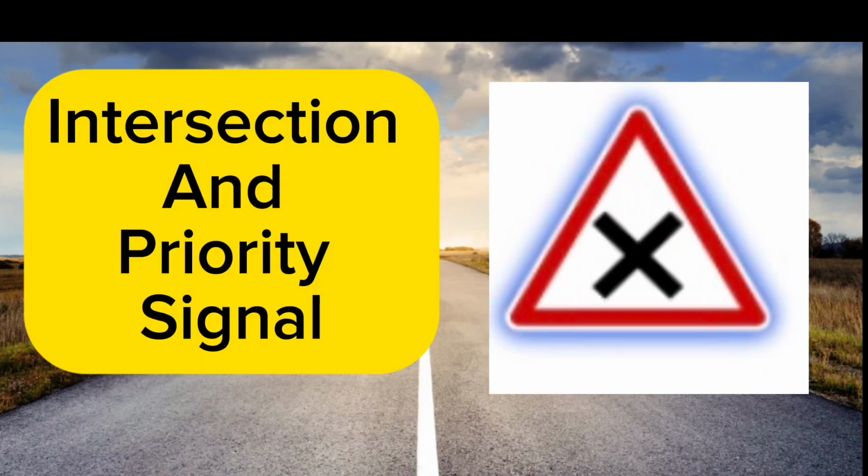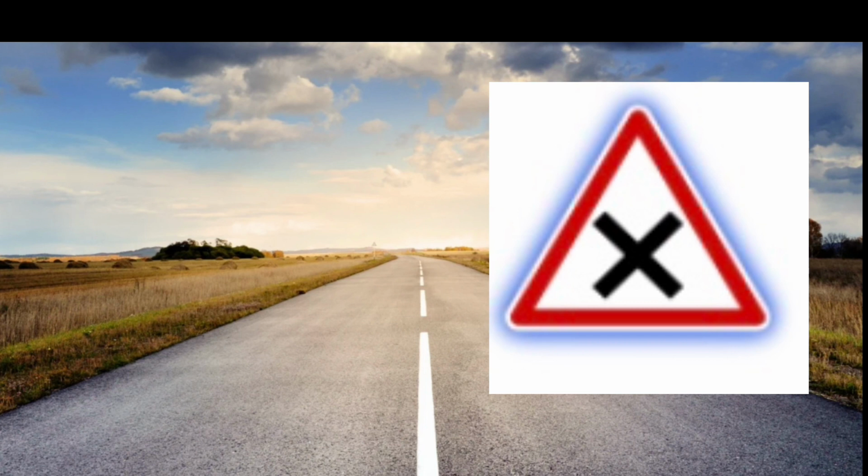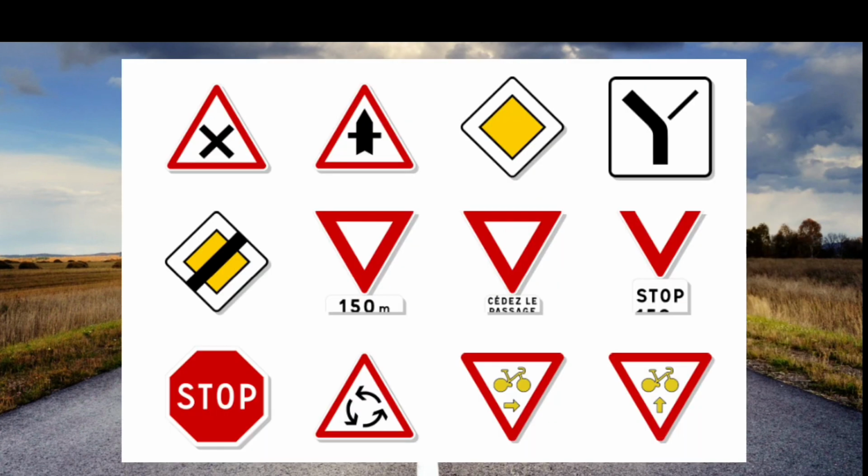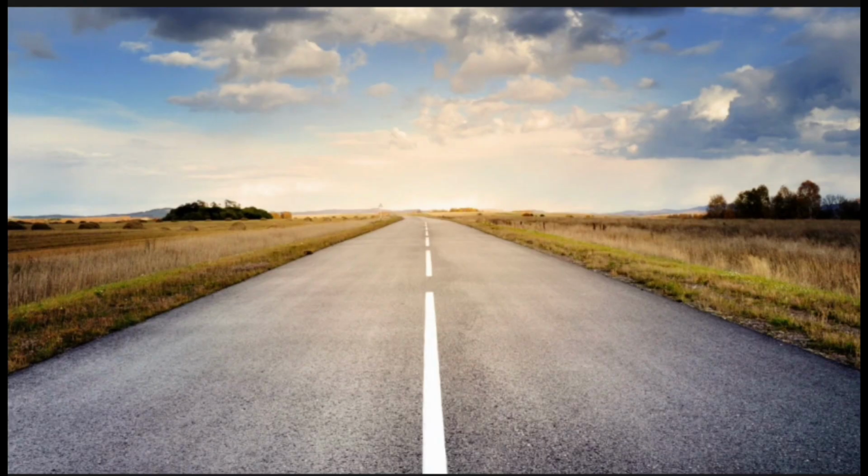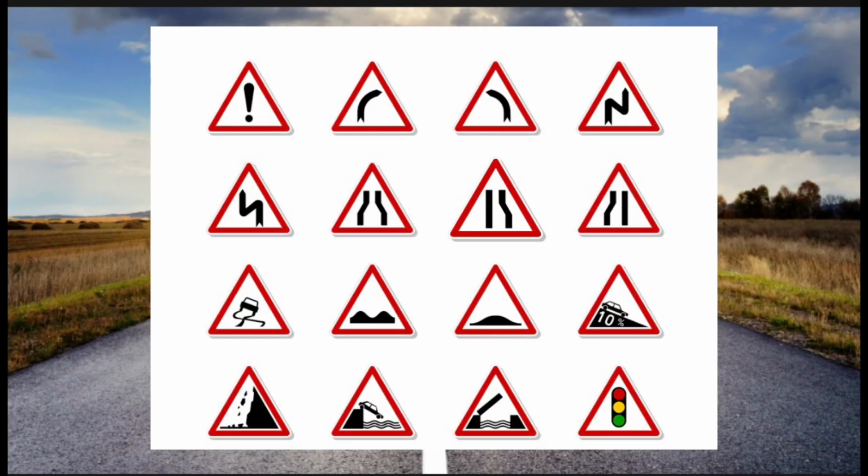Another form of danger sign is intersection and priority signals. The intersection panels are of various shapes. In the absence of signage, we must give way to the vehicle coming from our right. When the signage that regulates priority is in position, we must take it into consideration. The following are the examples of intersection signage. The following are the examples of danger signs.